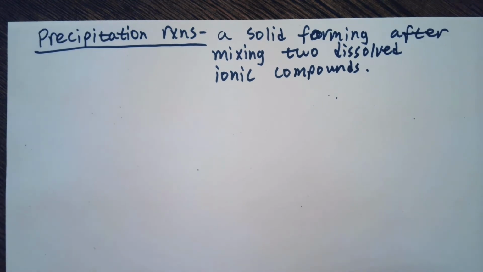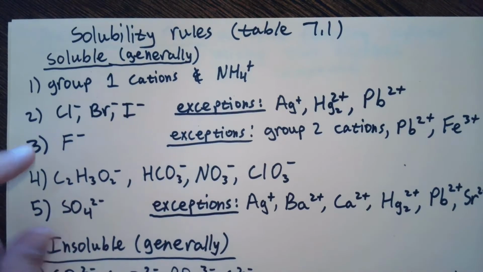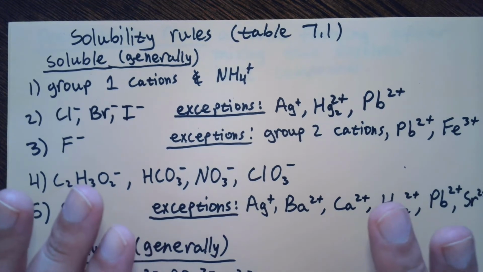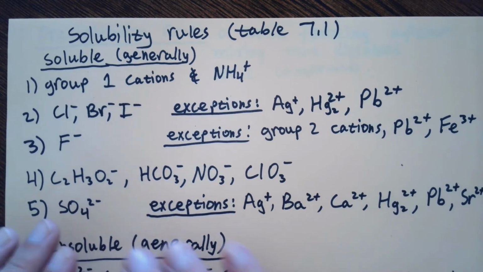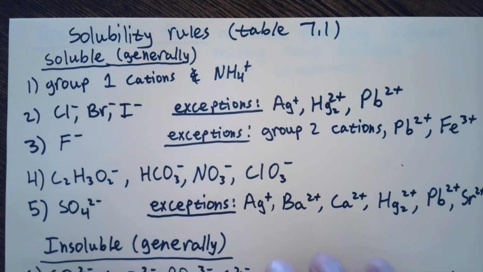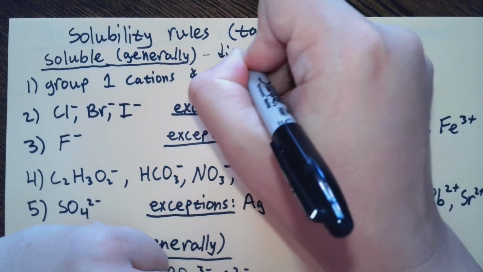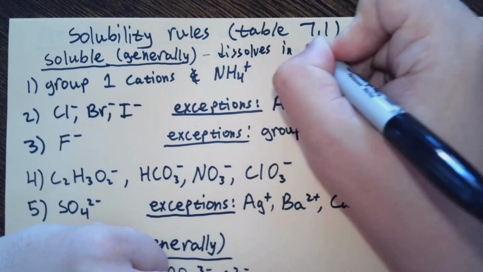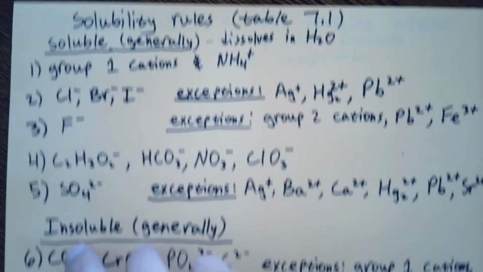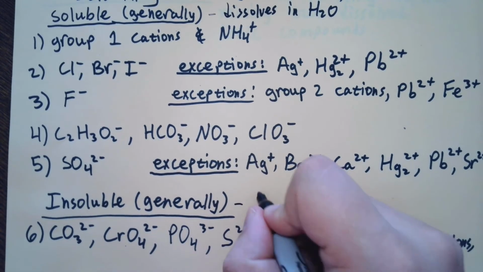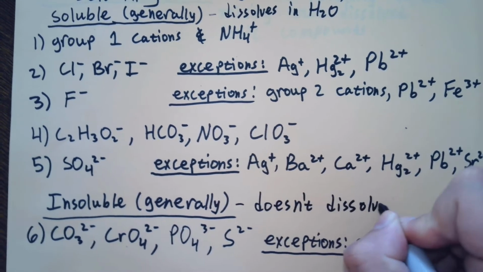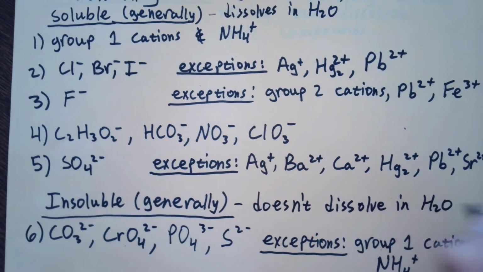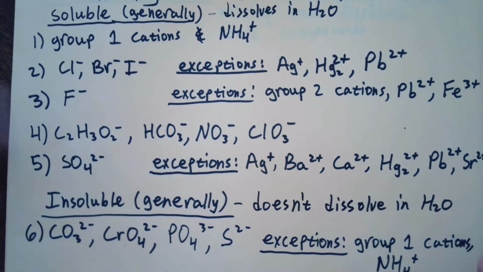So first off, let's talk about the solubility rules and make sure that makes sense. So some ionic compounds dissolve in water, and some do not. And so they're called soluble salts and insoluble salts. Soluble means it dissolves in water. And insoluble means it does not dissolve in water. Okay, so that's what we're talking about here.